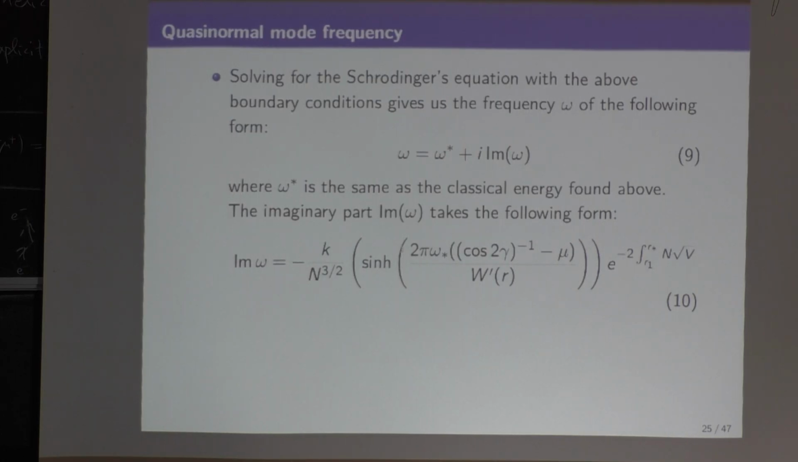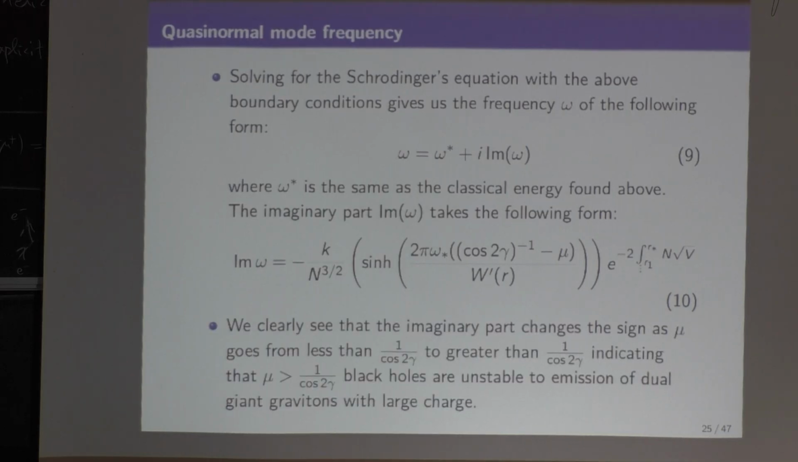Now the interesting thing is the imaginary part. So notice that the imaginary part has sinh of (cos 2 gamma)^(-1) minus mu. So it's the same point: when mu crosses 1/cos 2 gamma, the imaginary part changes sign, and hence it's confirming the classical intuition that we previously saw. And notice that this imaginary part is extremely small, it's exponentially small in N. And this is also what we usually see in the WKB approximation, that the tunneling probabilities are exponentially small in 1/h bar.